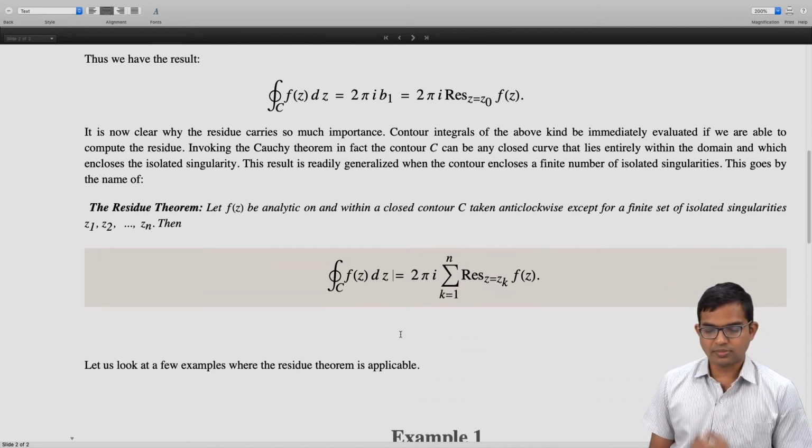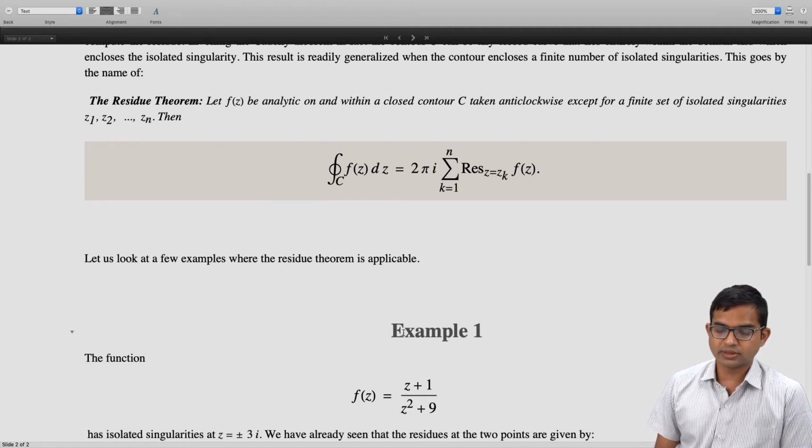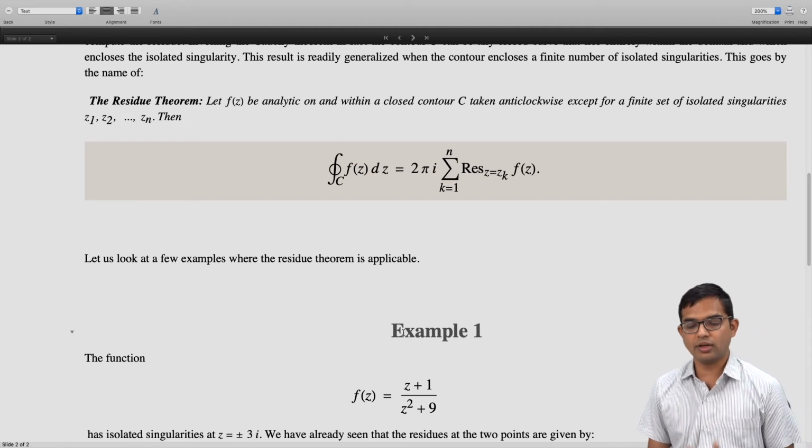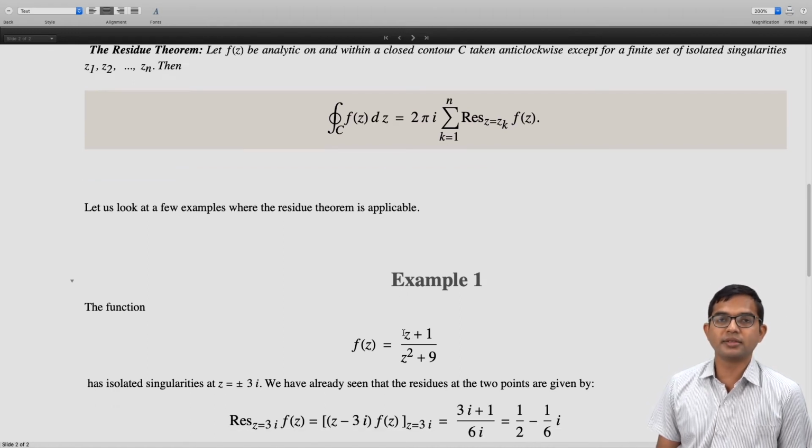Let's look at a few examples where this theorem holds. Suppose we consider a function f of z equal to z plus 1 divided by z squared plus 9. We have already evaluated the residues. There are two isolated singularities for this function: one located at plus 3i and the other at minus 3i. Both of them are simple poles.